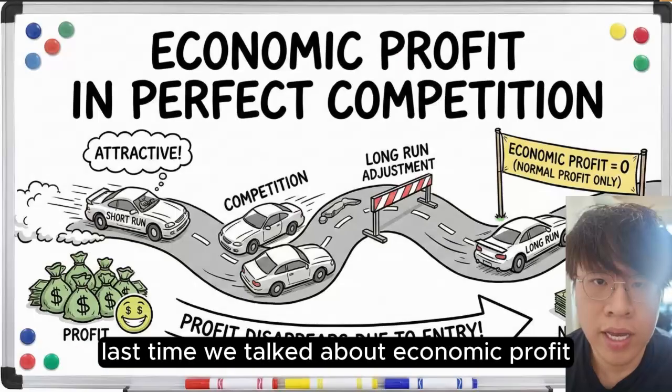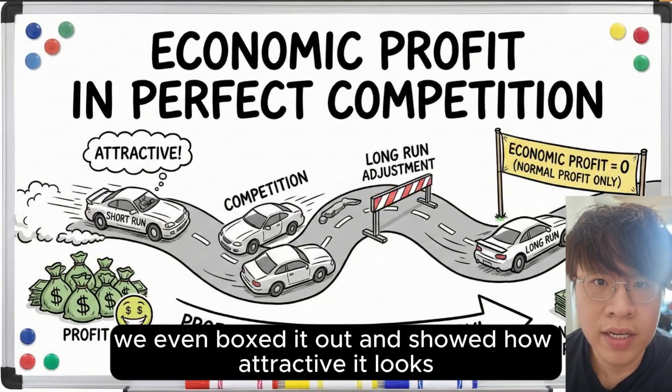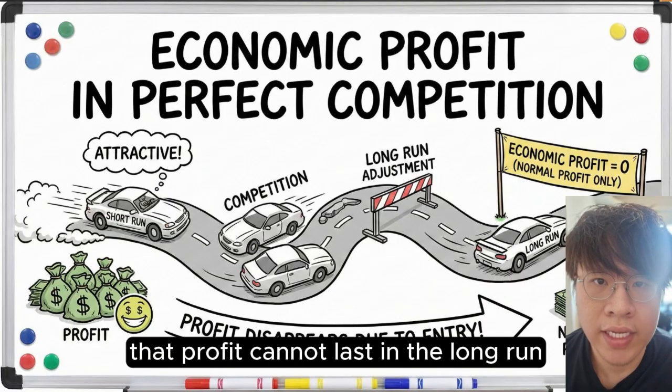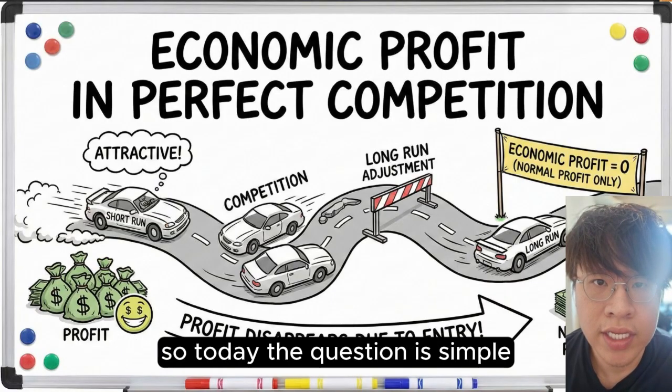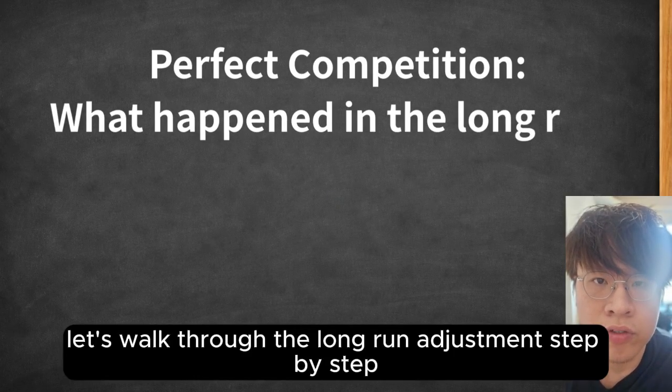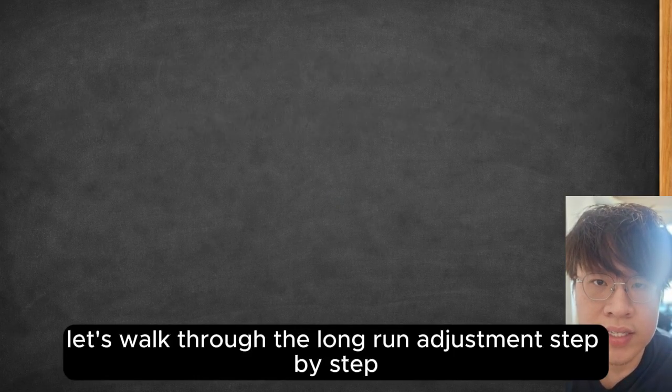Last time we talked about economic profit. We even boxed it out and showed how attractive it looks. But I also mentioned one important thing. In perfect competition, that profit cannot last in the long run. So today, the question is simple. What actually happens to it? Let's walk through the long-run adjustment, step by step.